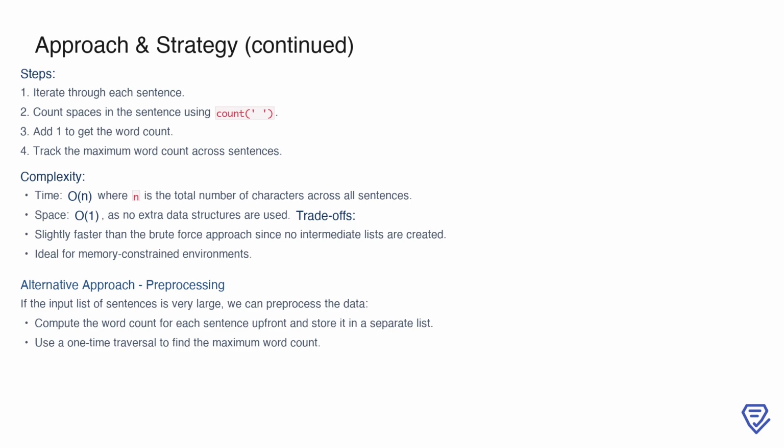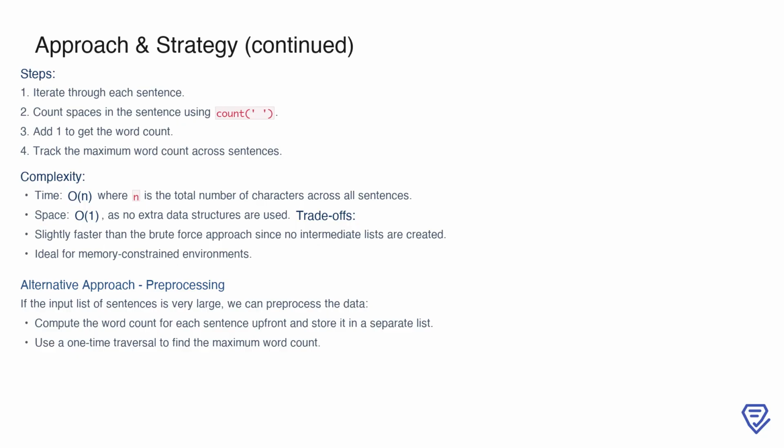This approach runs in O(n) time, where n is the total number of characters across all sentences, since counting spaces in a string is a linear operation. It also requires O(1) additional space, as no extra data structures are used. A key advantage of this method is its slight performance improvement over the brute force approach, as it avoids creating intermediate lists entirely. This makes it well suited for memory-constrained environments or scenarios where efficiency is critical.